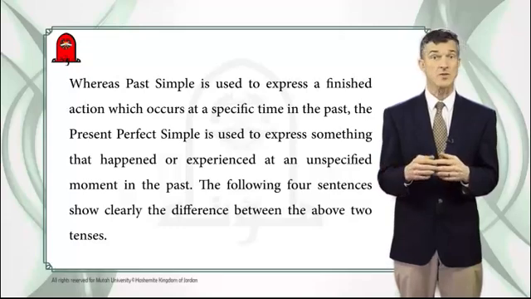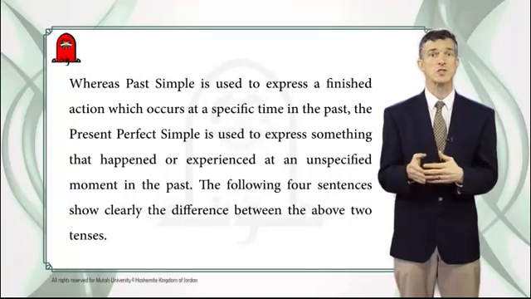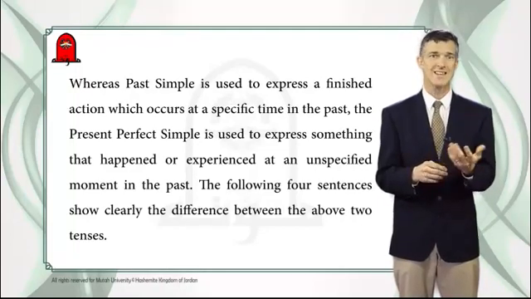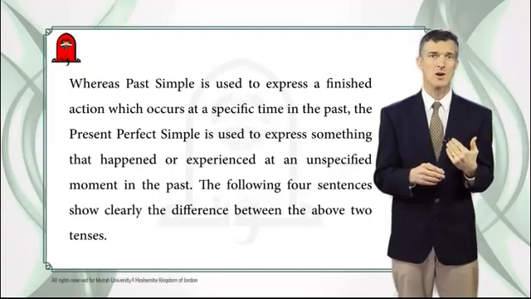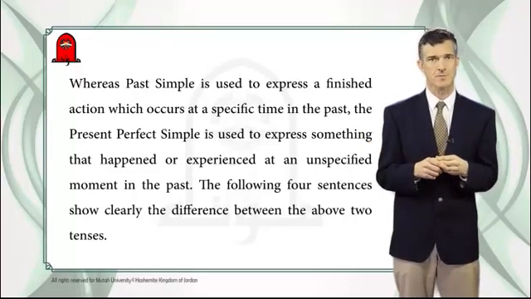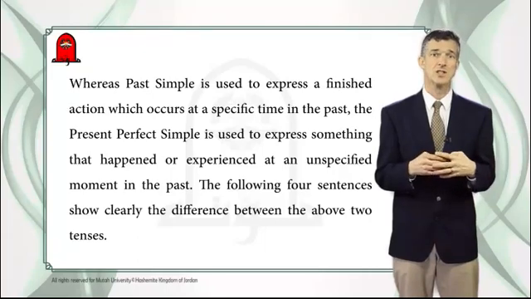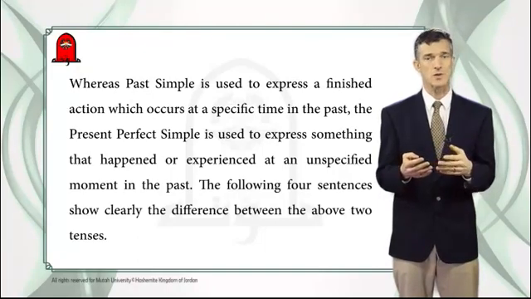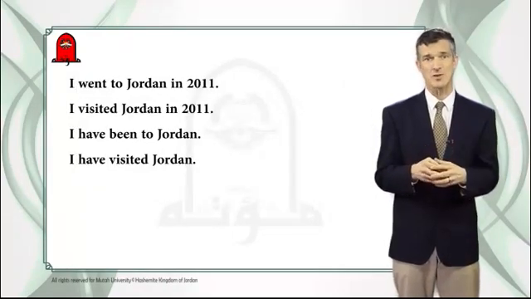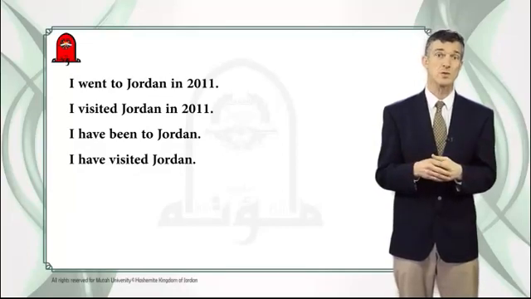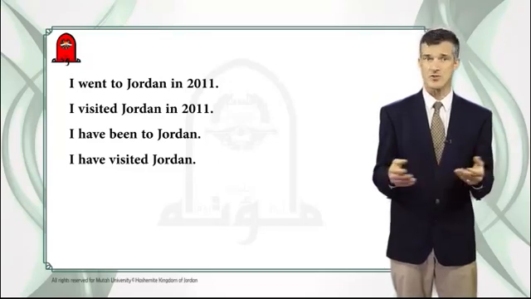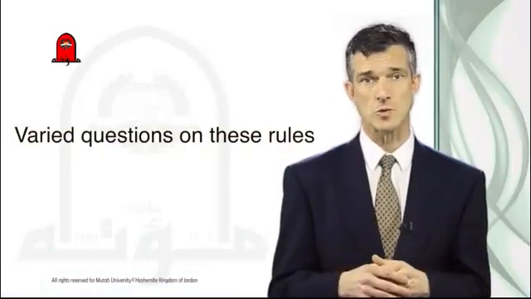Whereas past simple is used to express a finished action which occurs at a specific time in the past, the present perfect simple is used to express something that happened or experienced at an unspecified moment in the past. The following 4 sentences show clearly the difference between the above 2 tenses. I went to Jordan in 2011. I visited Jordan in 2011. I have been to Jordan. I have visited Jordan.